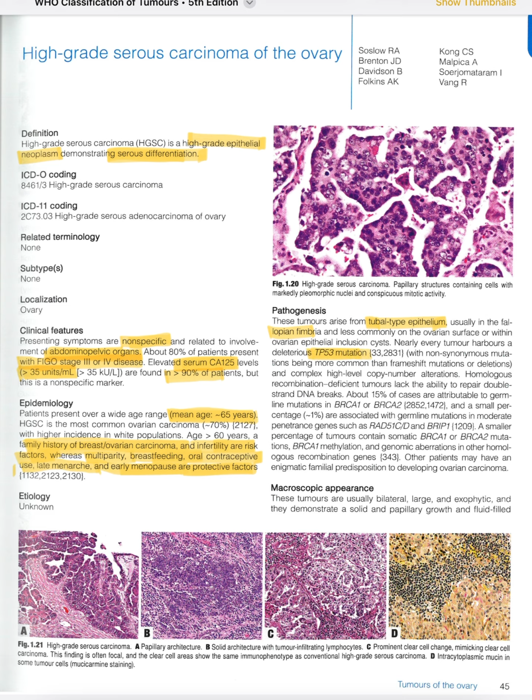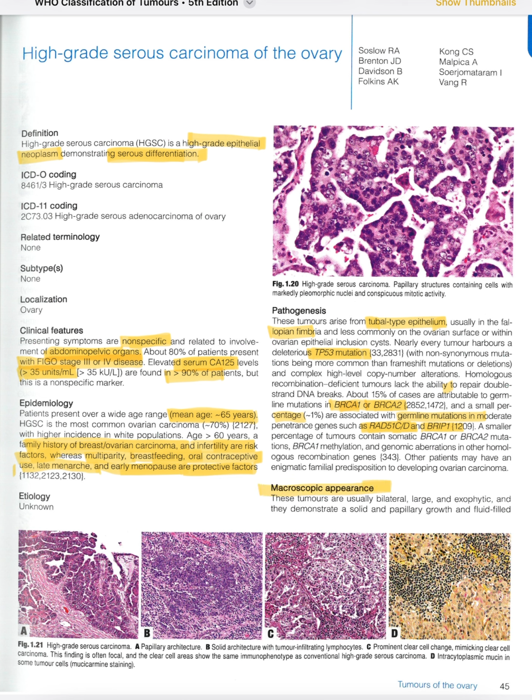Nearly every tumor harbors a TP53 mutation, with the non-synonymous mutation being more common than frameshift mutation or deletion. Other than TP53, there can also be germline mutation in BRCA1 and 2, and a small percentage associated with germline mutation in RAD51C and BRIP1. Okay, so these are all the mutations.